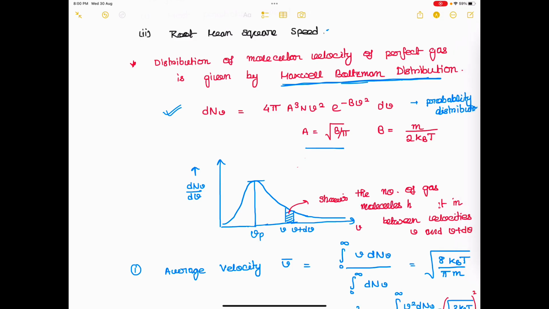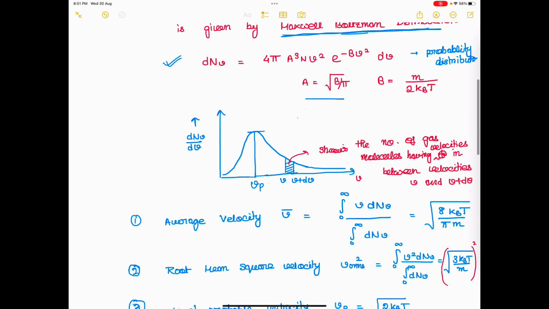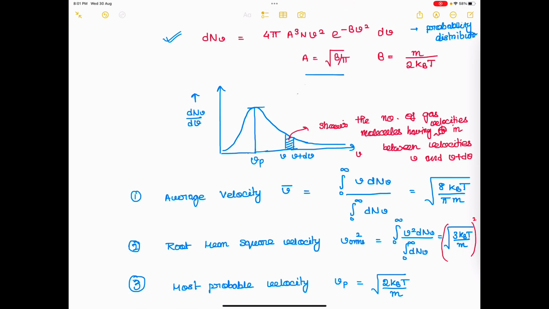Molecules having velocities in between v and v plus dv. So in between V and V plus dV, this area under the curve shows the number of gas molecules having velocities in between V and V plus dV. Now, this is the average velocity. These are the definitions and the formula of the average velocity, root mean square velocity, and the most probable velocity.